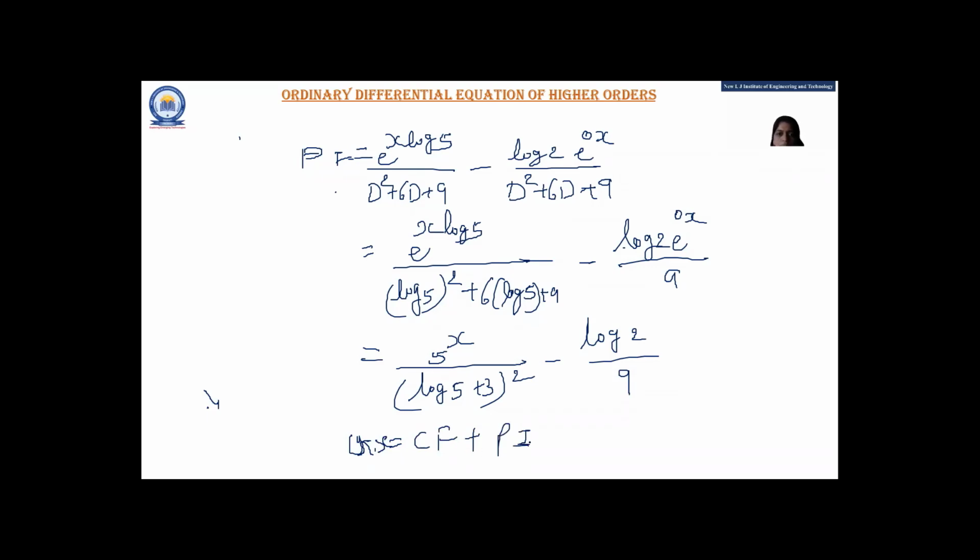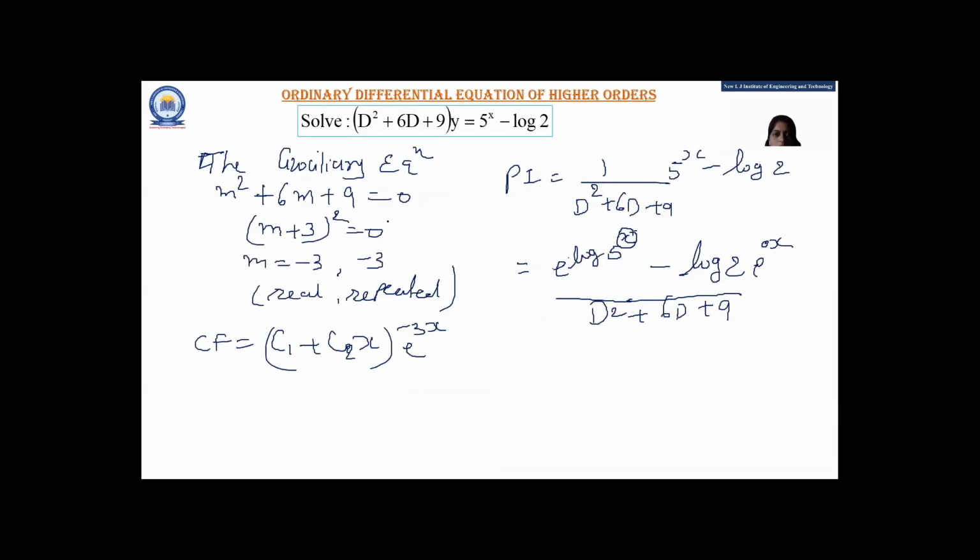Okay. Now, any doubt about these examples, students? Second step in PI. Okay.